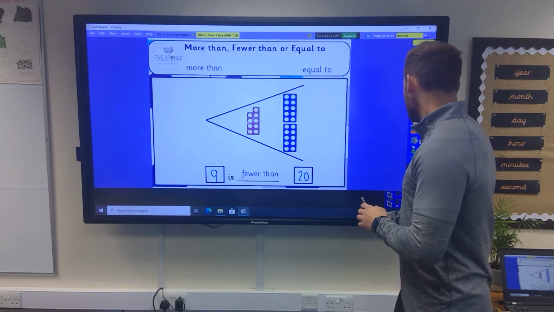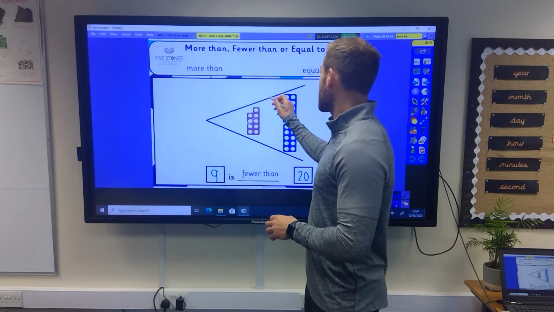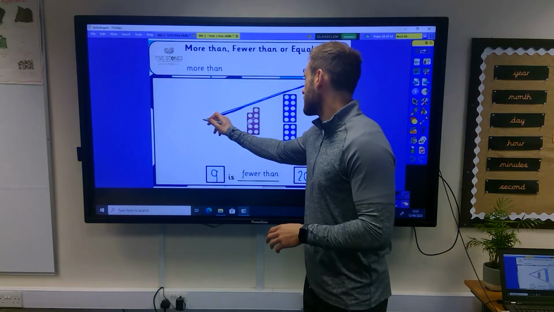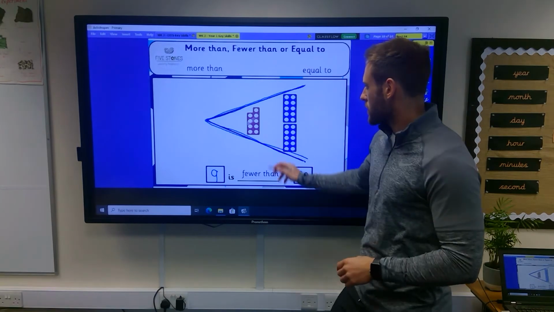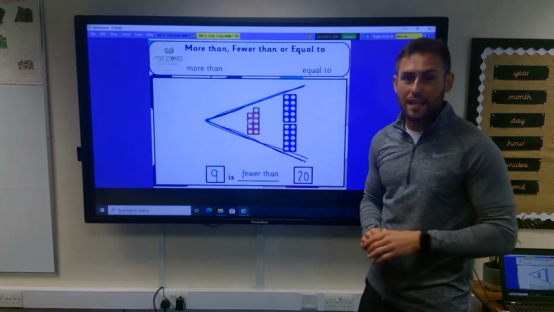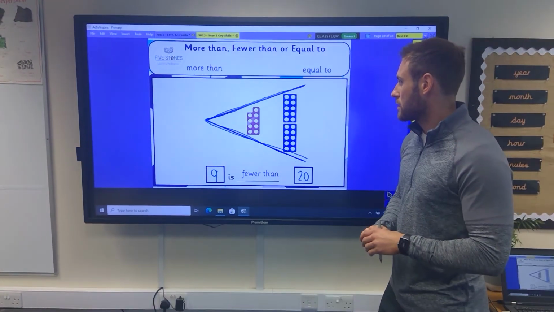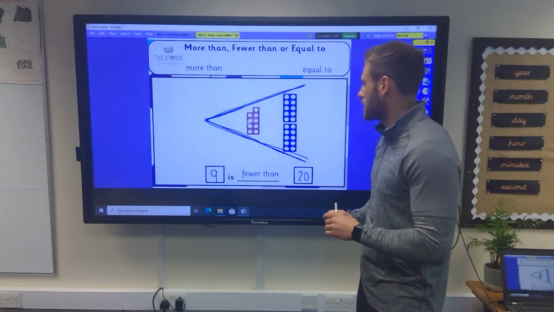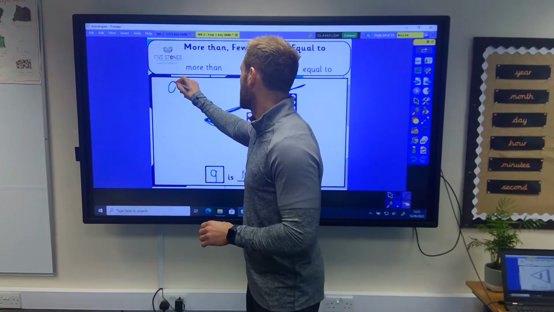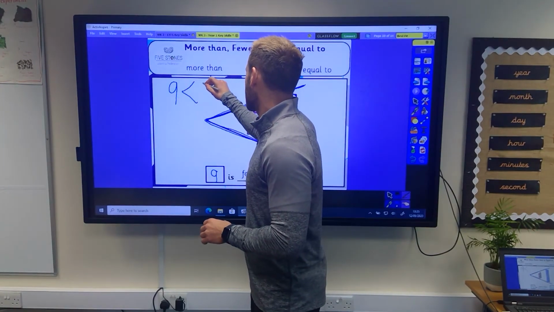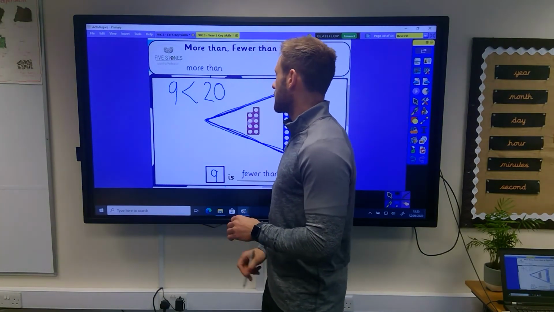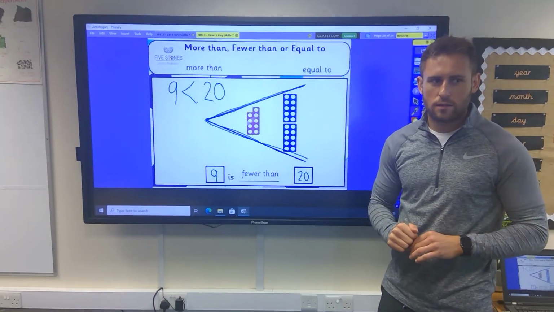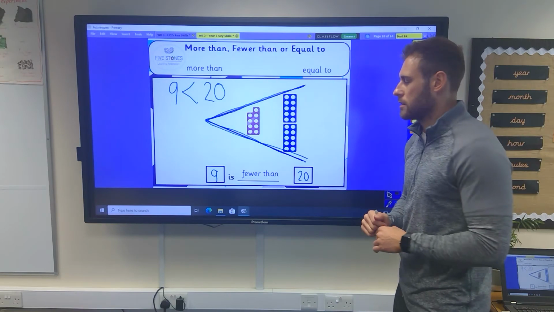Lovely. And everyone, this is our fewer than sign. Some people say less than as well, because we can fit less and we can fit fewer in this part of our shape. Okay, so fewer than. We can't fit as many in there. So 9 is fewer than 20. Okay, so that would be the same as that sentence there.